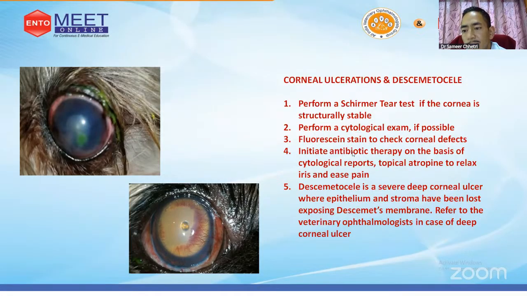Topical atropine to relax the iris and ease the spasm. Descemetocele is a severe deep corneal ulcer where the epithelium and stroma have been lost, exposing the membrane. So this needs to be referred to the veterinary ophthalmologist whenever there is a deep corneal ulcer.